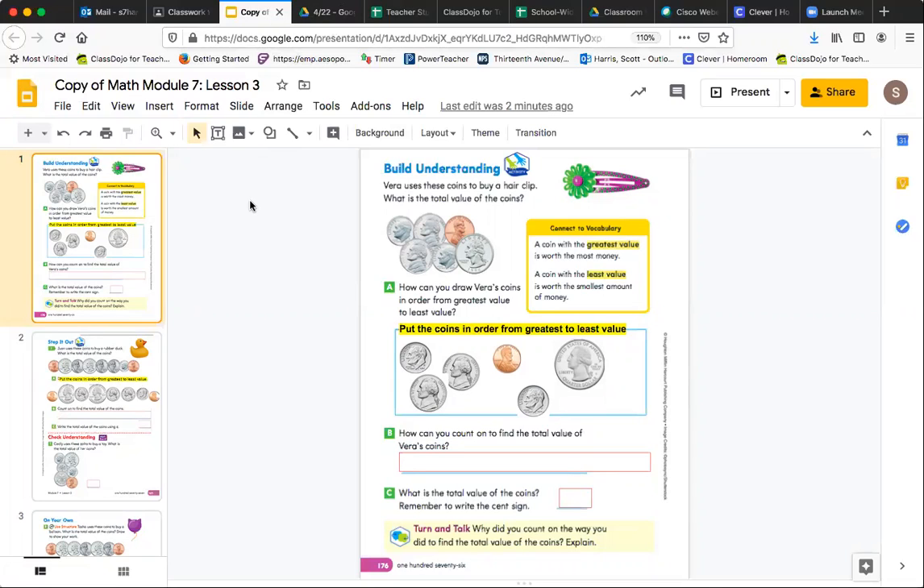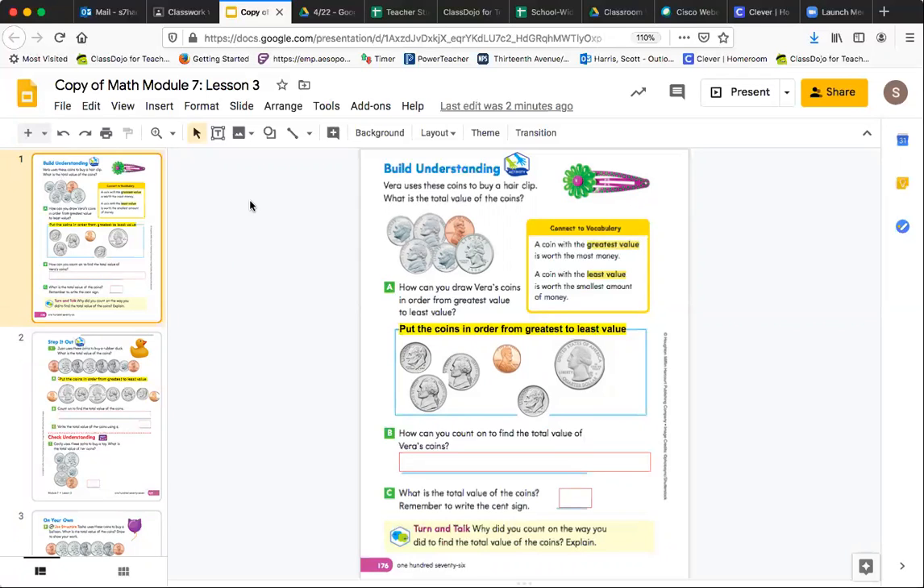All right, my friends, we are doing math lesson 3. We are still talking about money. Today, our goal is to learn how to take a handful of change and put it in order, either from greatest to least or least to greatest. It doesn't really matter, but we want to be organized because when we put it in order, then we can calculate the value of all of the coins that we have together.